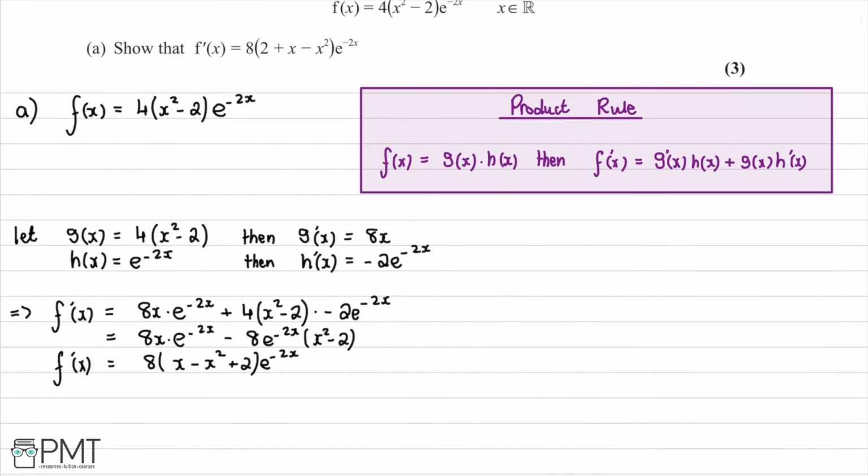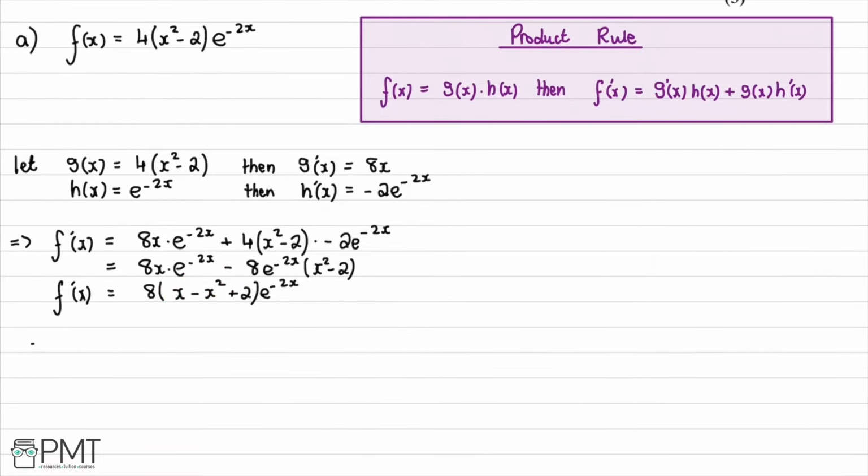So recalling the question, we want to show that f dash x is equal to this. So we have our 8 here, so that's good. We have our e to the negative 2x. And then inside the brackets, we have 2, we have negative x squared, and we have x. So we can just tidy this up into the exact form that they wanted. We keep our 8, and then we have, like they say in the question, 2 plus x minus x squared, then we multiply by e to the power of negative 2x, and we write 'as required', as this is what the question asks us to show.